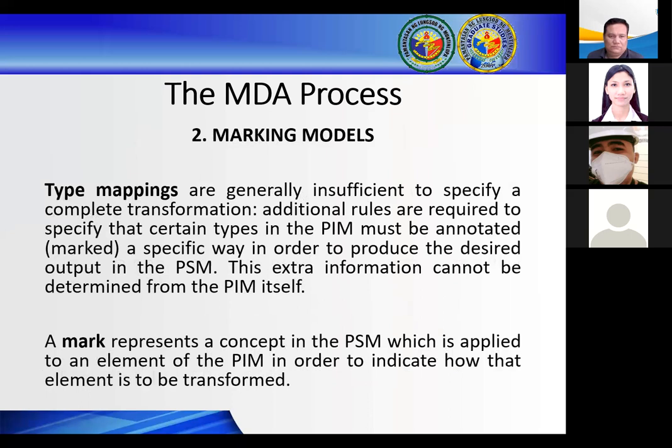The second process is marking models. Generally, type mappings are insufficient to specify a complete transformation. Additional rules are required to specify that certain types in the PIM must be annotated, or marked, in a specific way in order to produce the desired output in the PSM. This extra information cannot be determined from the PIM itself. A marker represents a concept in the PSM, which is applied to an element of the PIM in order to indicate how the element is to be transformed.